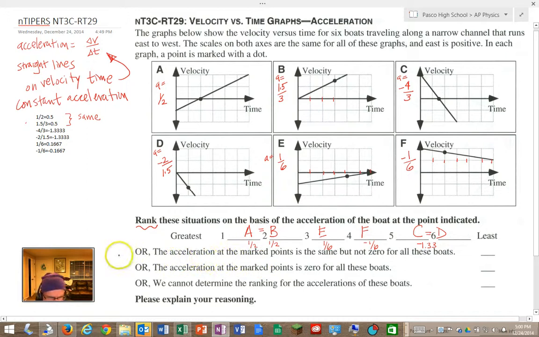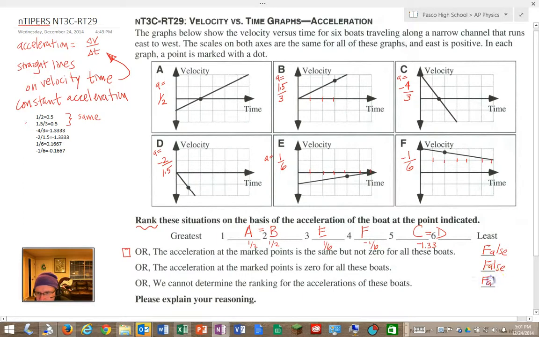The acceleration, let's check these here. The acceleration at the marked points is the same, but not 0 for all these boats. False. The acceleration at the marked points is 0 for all of these boats. That's false, because the slope of 0 on a velocity time graph would be acceleration equals 0. And we cannot determine the rank of the acceleration. That's false too, so false. Let's put a false in here.